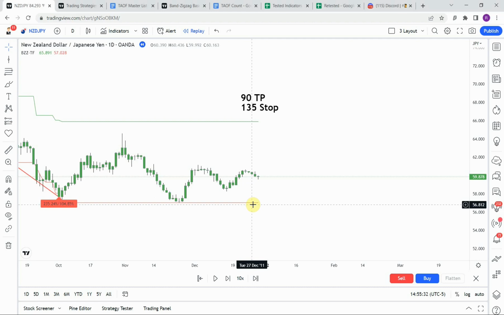Today we will be testing the band zigzag based trend follower indicator.